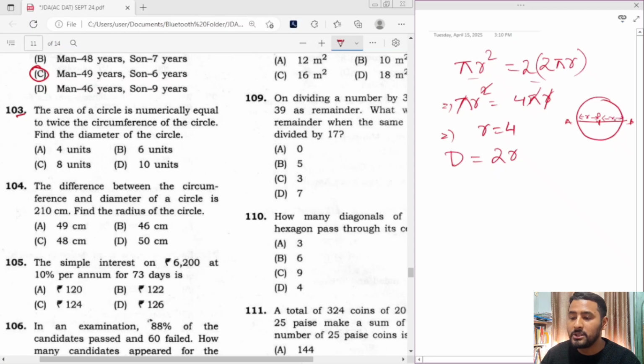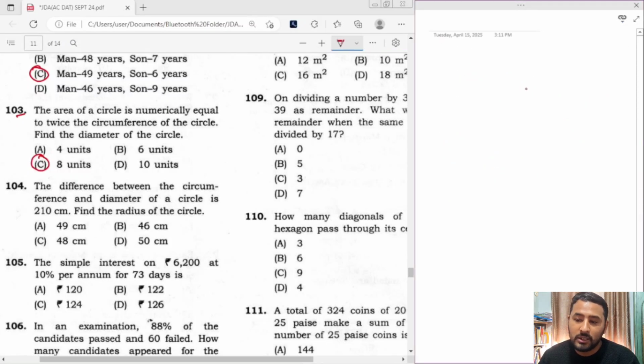Here to here will be 1 radius. So r plus r will be how much? 2r. So d will be equal to 2r. Value of r is 4, so it will be 8. So the answer will be 8 units. 103 is 8 units. Okay, so let us see next.